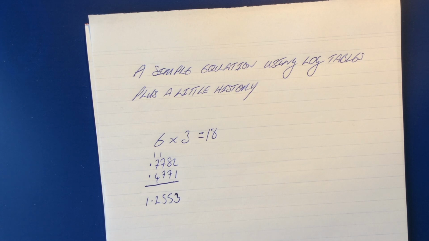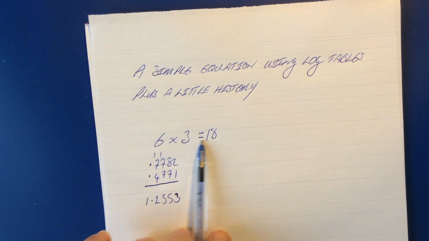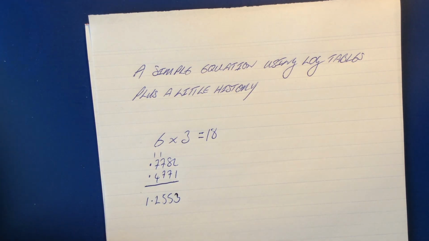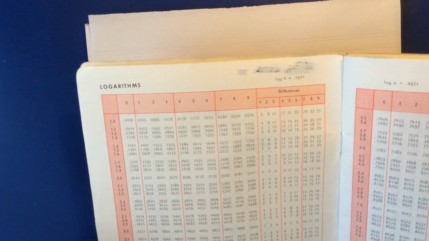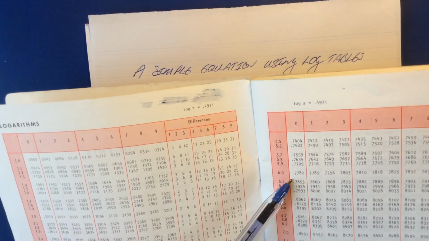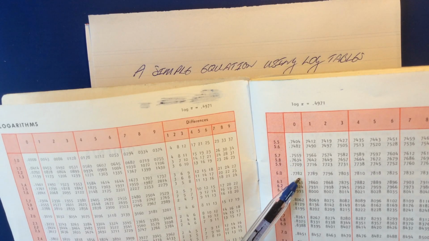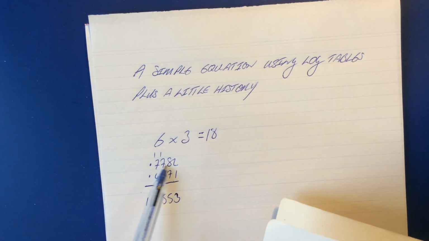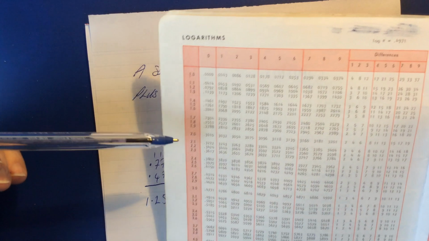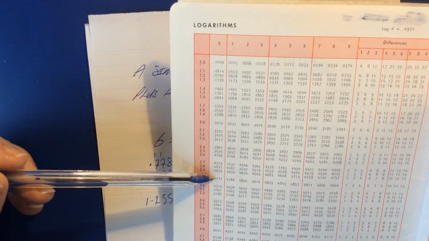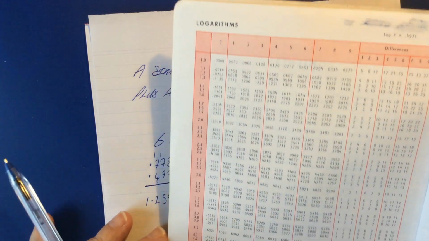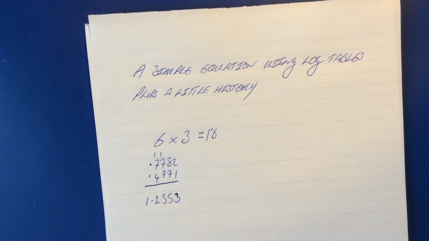Now, how do they work? Well, we take a simple multiplication like this. 6 times 3 is 18, and what we do is we find the two numbers. We find the log for 6, which is here, 0.7782, and put that there. And we find the number for 3, which is 0.4771. Now these are four-digit logarithms, so there's a little bit of rounding involved, as we will see when we come to the answer.